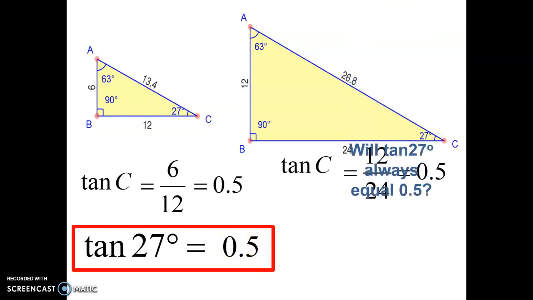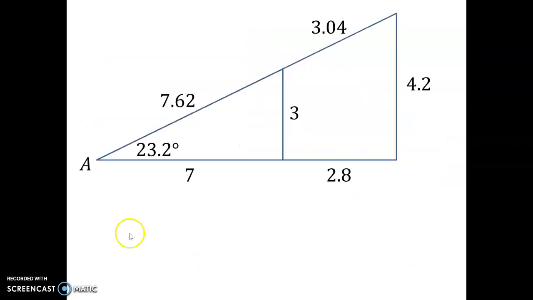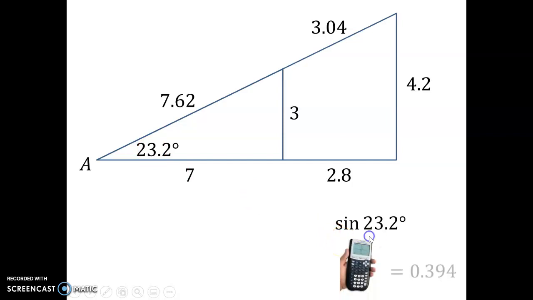Very important to know. Will it always equal 0.5? Of course it will. All right, here's another demonstration of that. We have 2 triangles that kind of overlap, and I'm looking for sine of 23.2. So sine of this angle. Punch in your calculator. What do you get? Well, sine of 23.2 should give you this value here. Okay, let's double check on our diagram here if that works. Okay, that's what you get on your calculator.